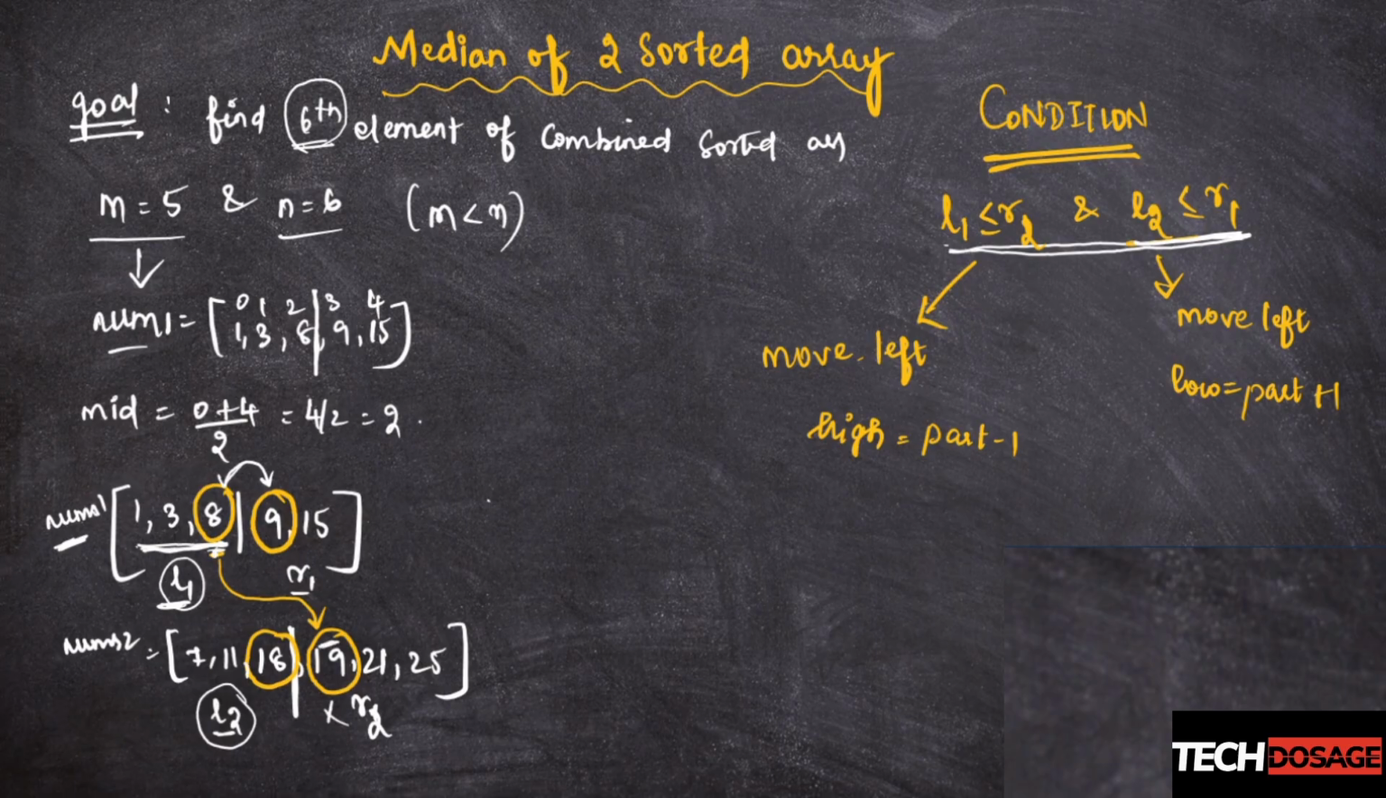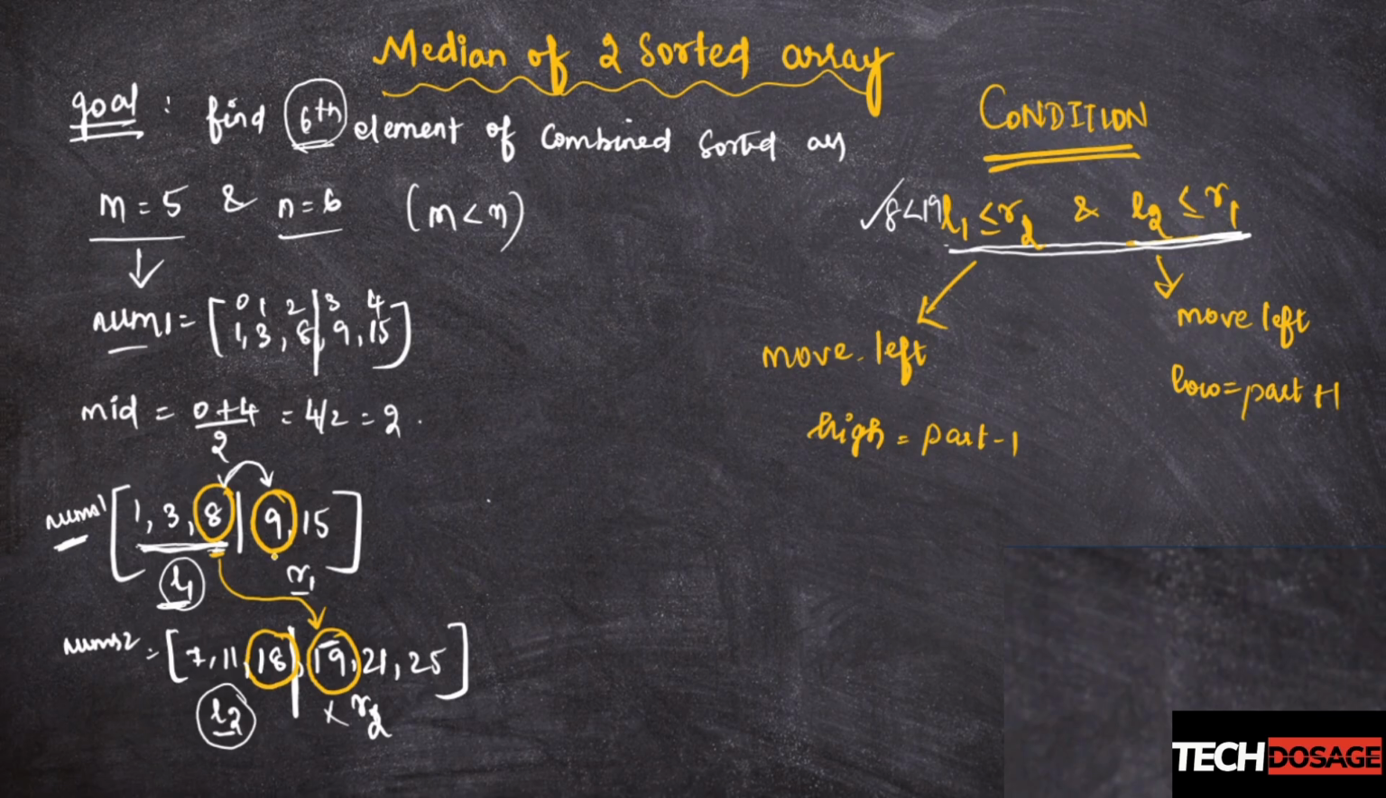Okay. So I'll check first, I'll check this. 8 is less than 19. Yes, this is true, so no problem. Now, again I should check L2 is lesser than or equal to R1.